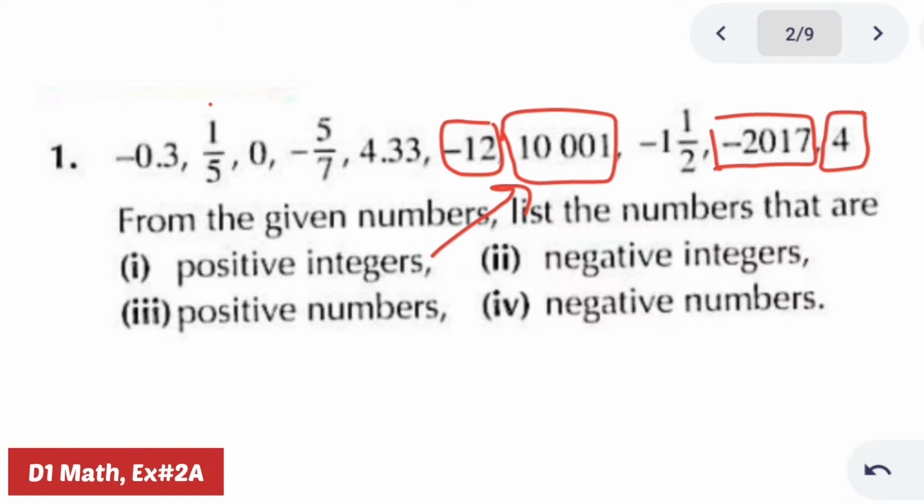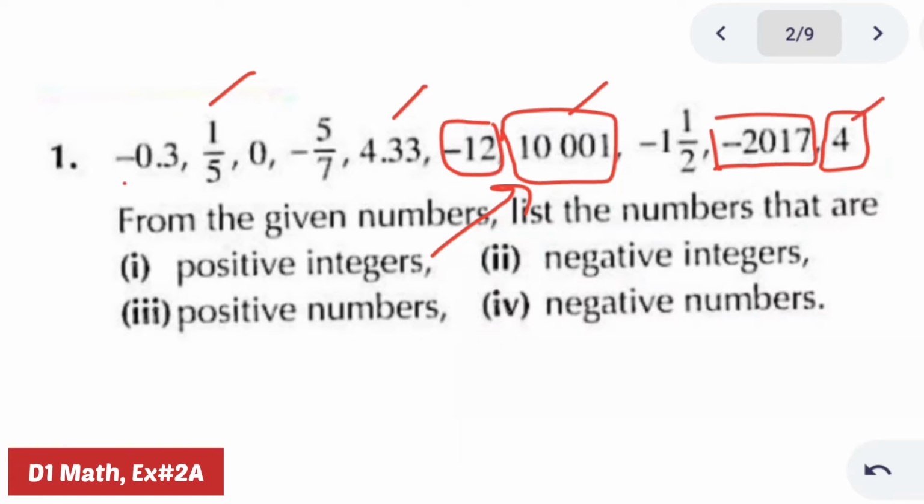In the third part, they are asking us to separate the positive numbers, and positive numbers include all the numbers, either a fraction or a decimal number or any number having a positive sign. So it will include 1 over 5, 4.33, also 1001 and the number 4.